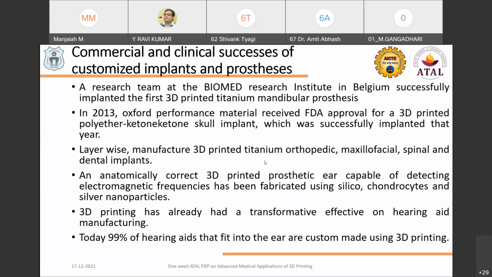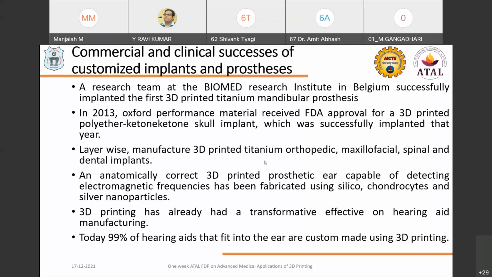The research team at the Biomed Research Institute, a Belgian institute, successfully implanted the first 3D printed titanium mandibular prosthesis. In 2013, Oxford Performance Materials received FDA approval for the 3D printed polyetherketoneketone skull implant, which was successfully implanted that year. Layer-wise manufactured 3D printed titanium orthopedic, maxillofacial, spinal and dental implants are all already FDA approved. The implants are made by the various SLM or powder bed or EBM manufacturers of these metal 3D printing machines.